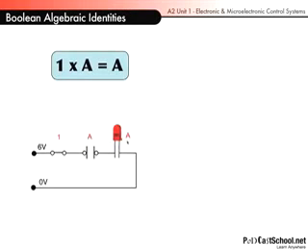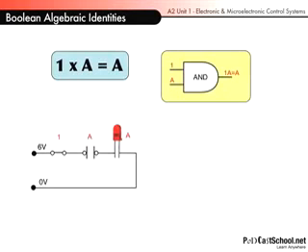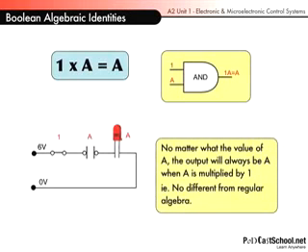In other words, they're both the same. If A is a 0, then obviously the switch is open, so no electricity can flow, so the output must be a 0. In other words, the output will always be the same as the value of A. And again, if we bring in the AND gate, you can see that quite plainly. I said there, no matter what the value of A, the output will always be A when A is multiplied by 1. No different from regular algebra. And that's our second multiplicative identity.